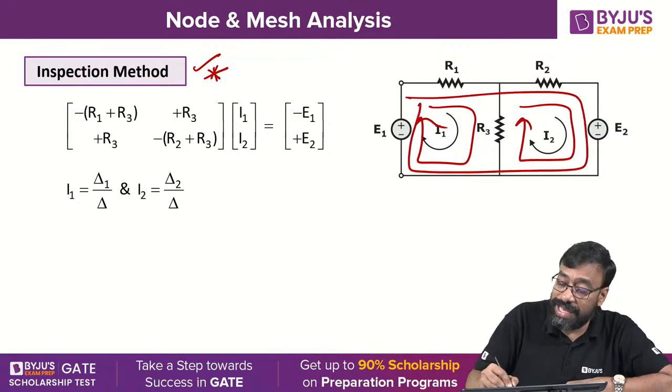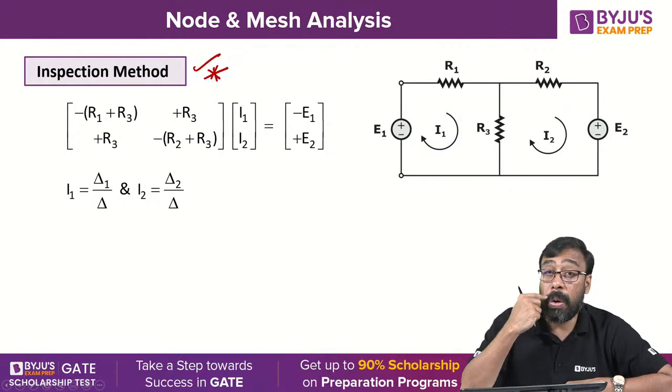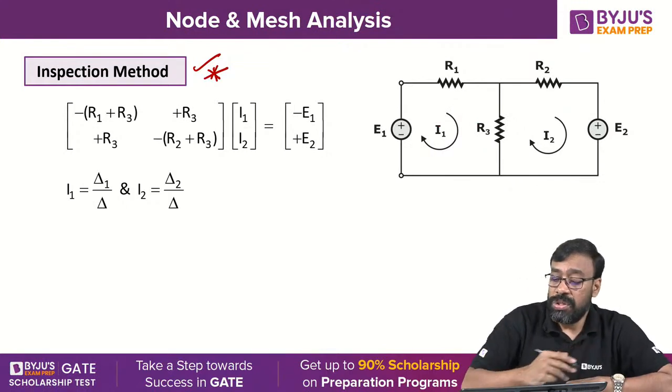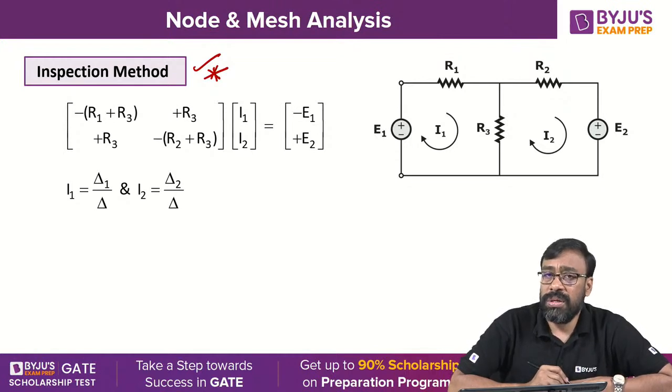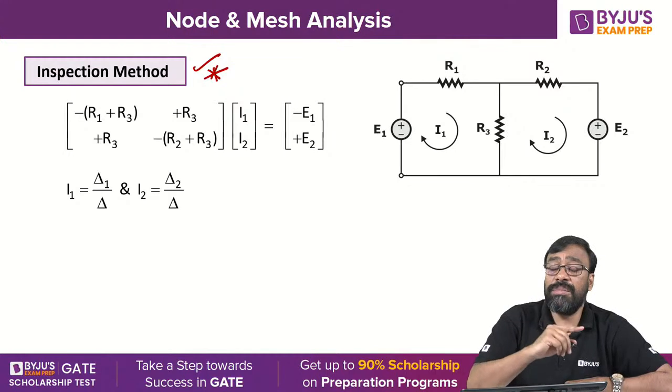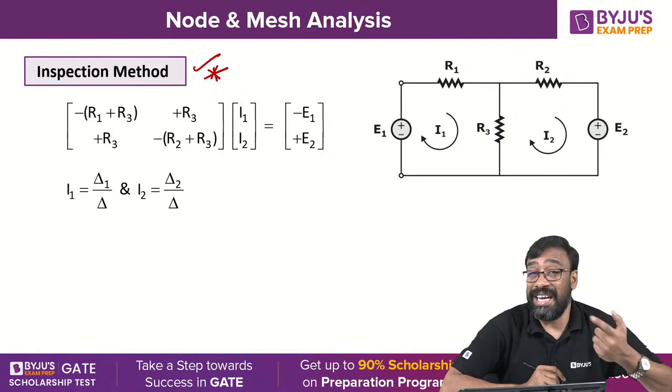1, 2, 3. Okay, like this, there are so many loops. But how many fundamental loops are there? Only two fundamental loops are there. So the number of equations required in mesh analysis is equal to the number of fundamental loops. In graph theory terminology, you can call it the number of links. Number of links, fundamental loops or links.